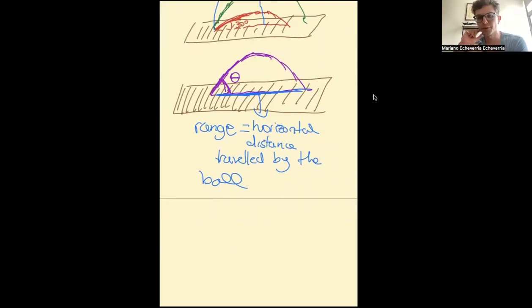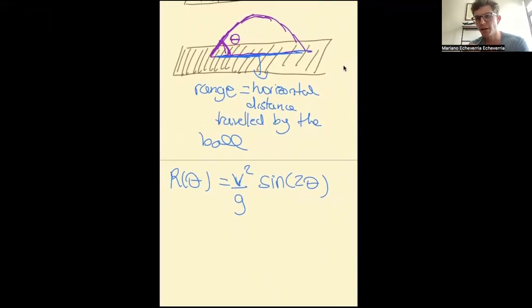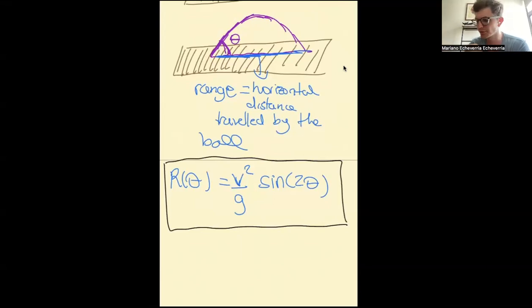So there's a formula for the range. As I was saying, the range depends on the angle, and the formula for the range is, let me write it here. Okay, so in this formula, theta is the angle, and g is what physicists call the acceleration due to gravity.